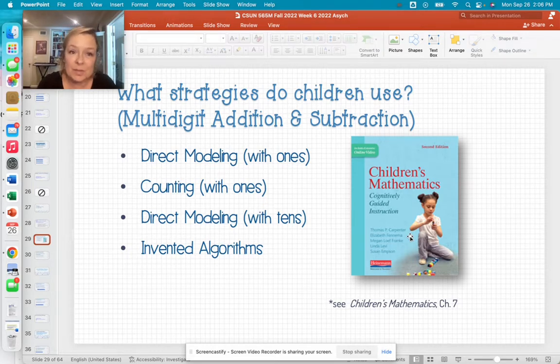And remember, an algorithm is a series of repeated steps to help solve a problem. The standard algorithm has a series of repeated steps as well, but the problem with the standard algorithm is it can be employed without understanding, which is a big problem.